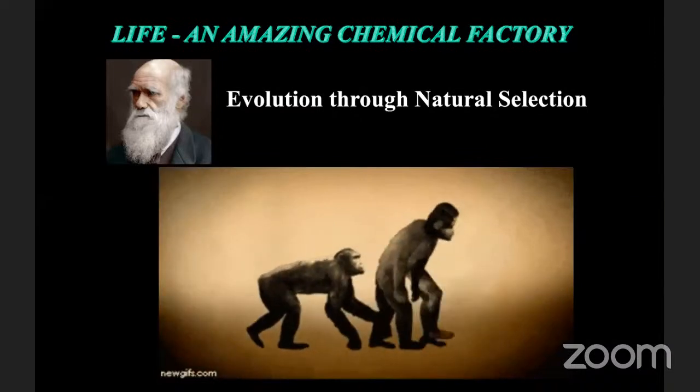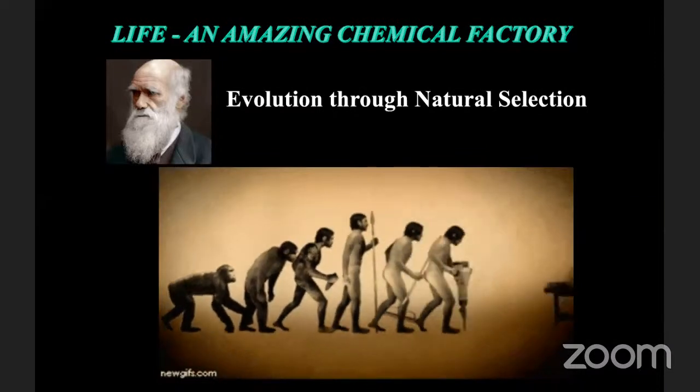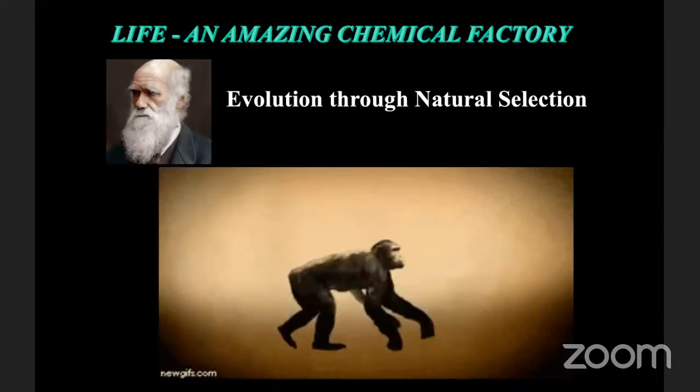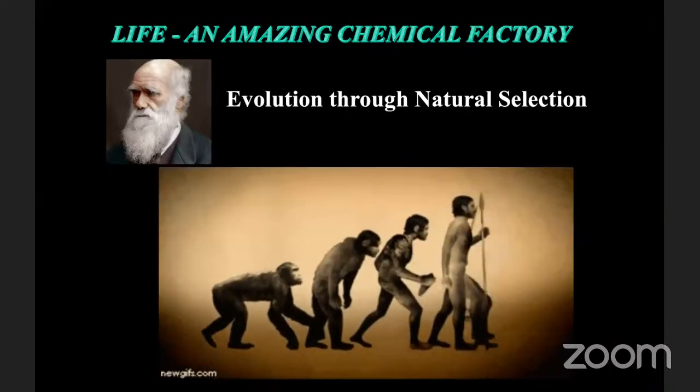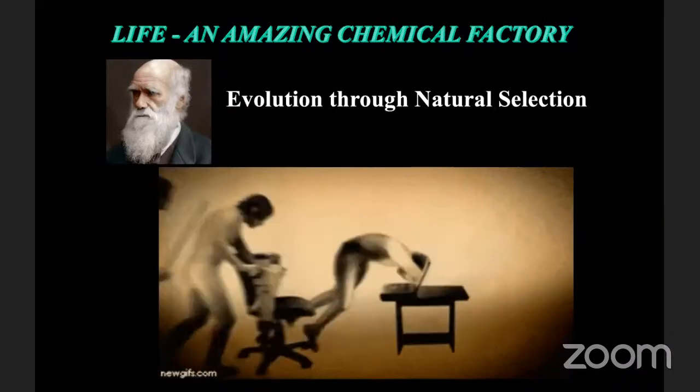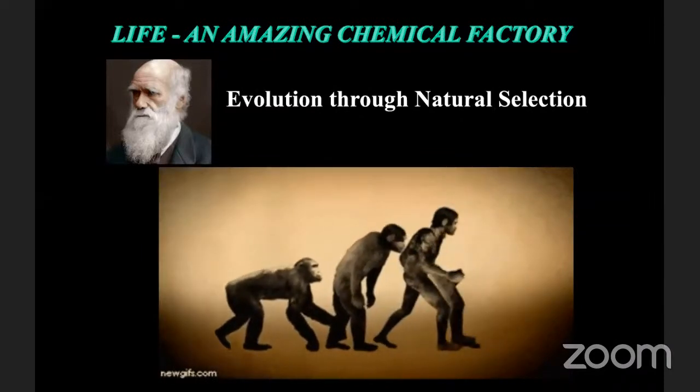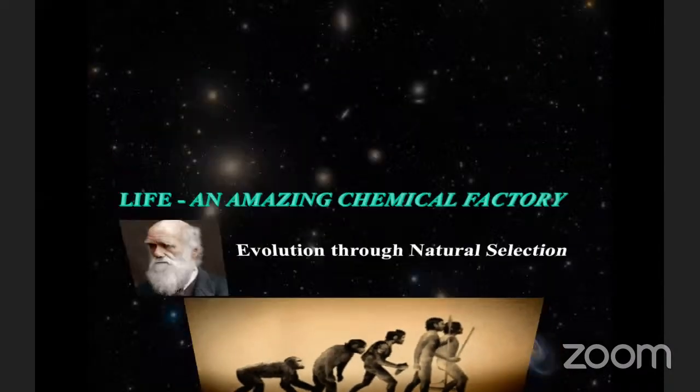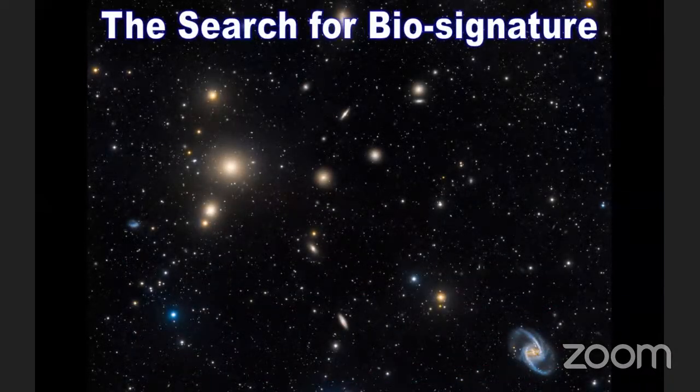But since we cannot go to a planet and see it from there, how do we tell whether a planet has life or not? So what we will do is look for the signature of life in a planet. This is called the biosignature.